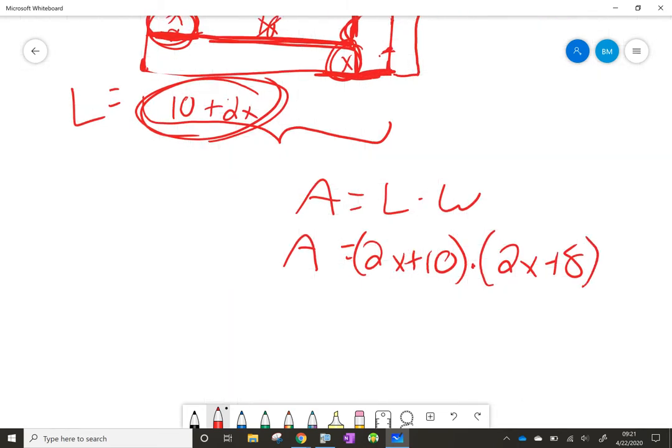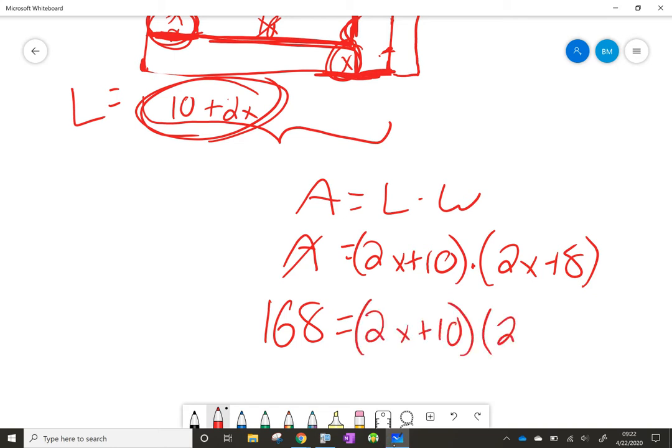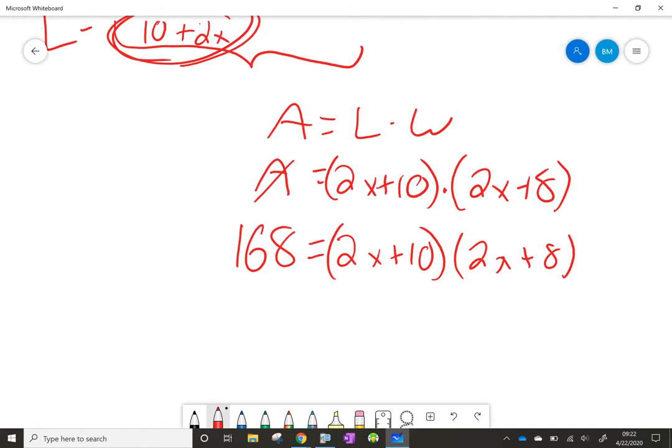Right? But it's already told us that the area it wants for the entire frame is 168. So we want the area to be 168. So 168 has to equal the 2x plus 10 times the 2x plus 8. So now here's how we start to evolve our quadratic.